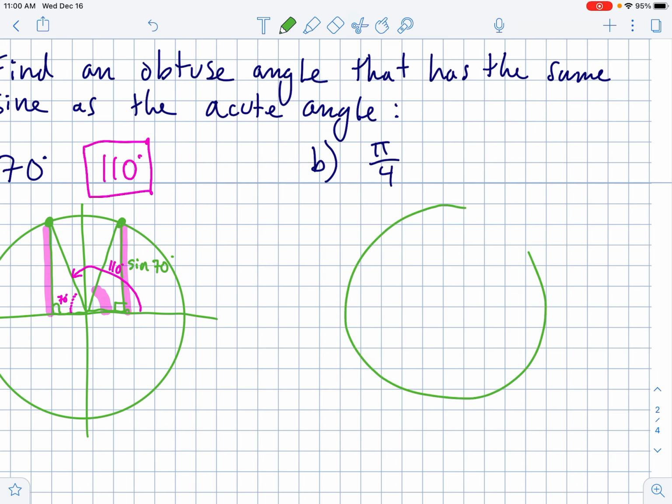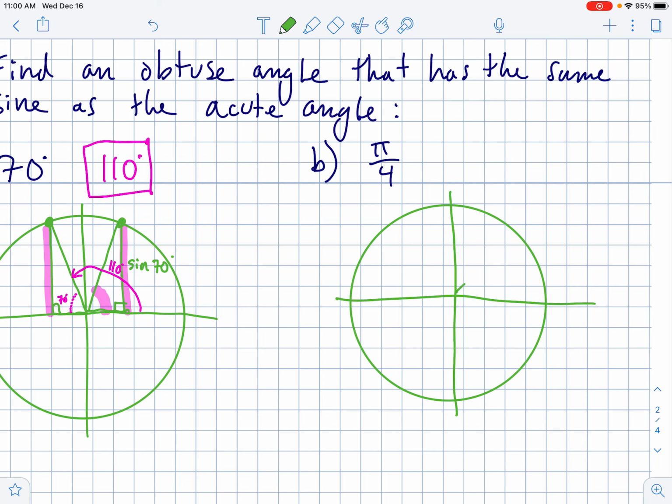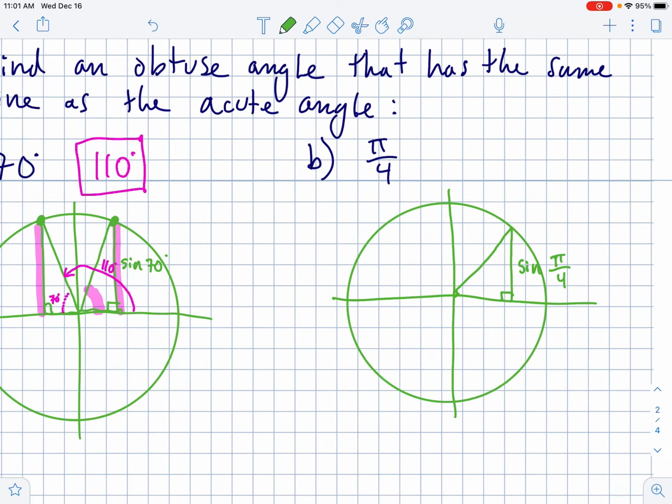The second one is like the same problem, but we're going to do radians. So first, pi over 4. Remember that pi over 4 is 45 degrees, so that's halfway in between 0 and 90. So it looks like this. So here's our sine of pi over 4.